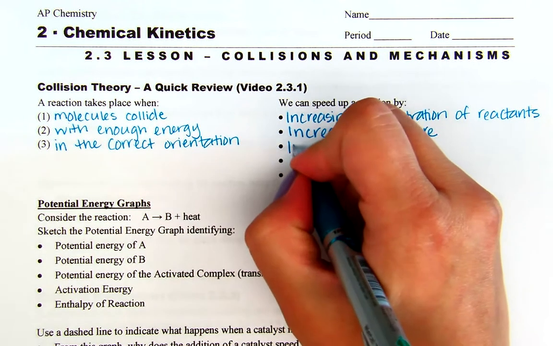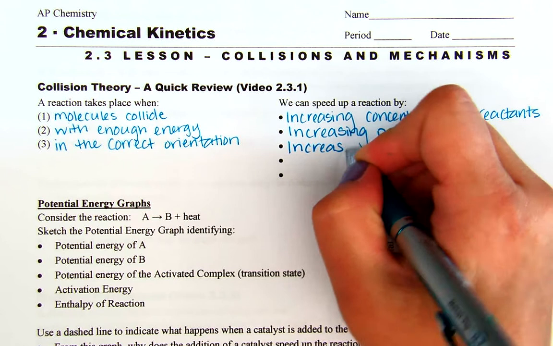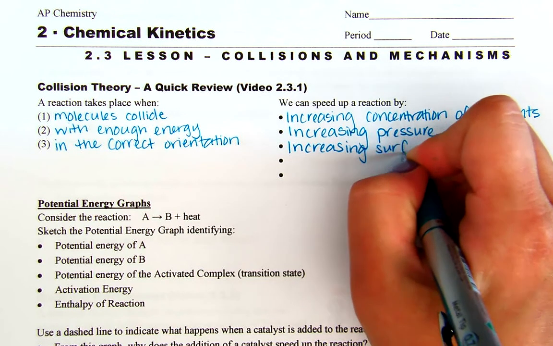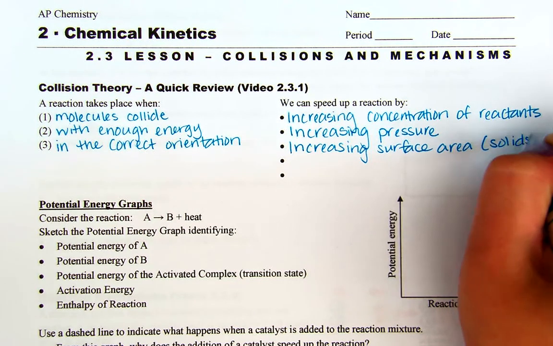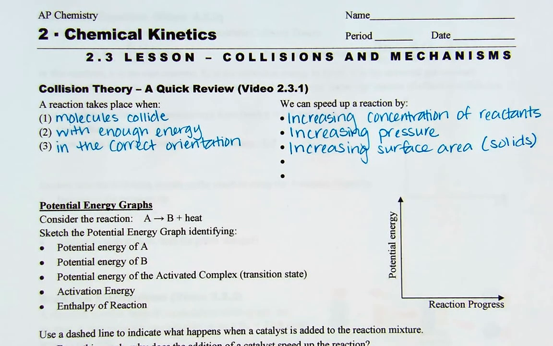You can increase the surface area. And this is mainly for things like solids. So for surface area, you can think of sugar cubes and sugar as an example. Sugar cubes have much less surface area, or much less area on the outside than powdered sugar, for example. So if you were to take some solid and grind it up, you would be increasing the surface area. And that increases the area that's available for reactions to happen. So you can increase the area that's available for collisions to take place.